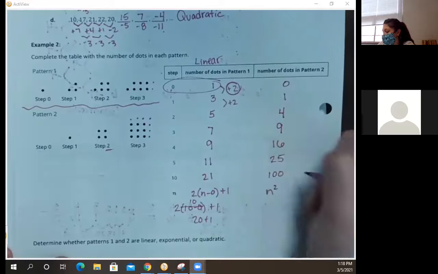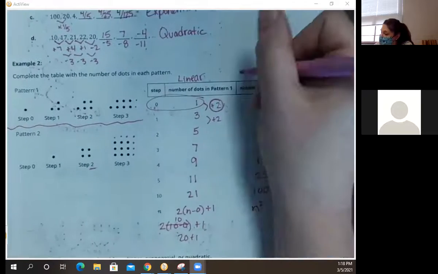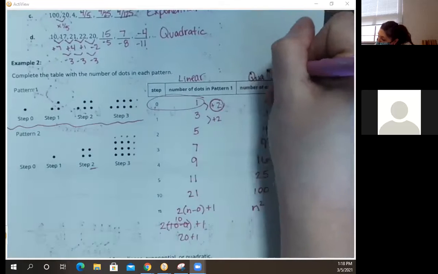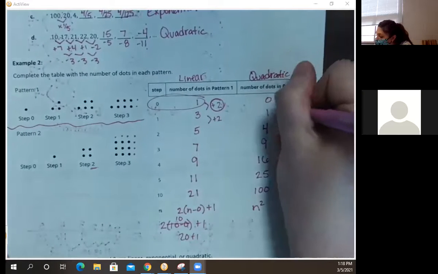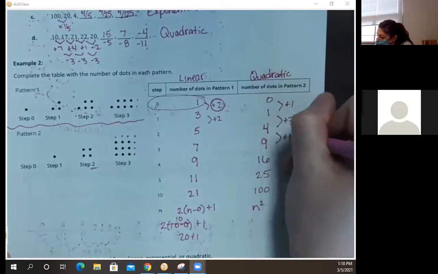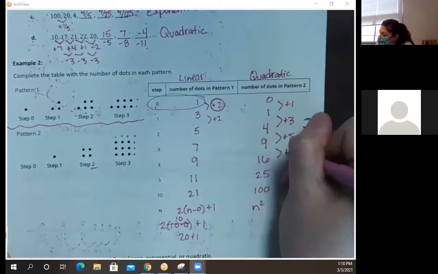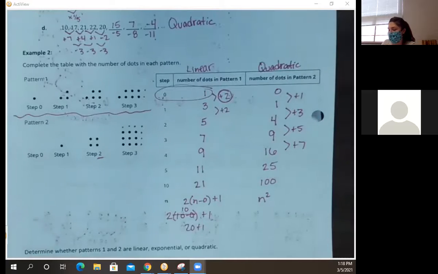100. So what type of pattern is this? This is quadratic. And if I looked at those y values, I add 1, then I add 3, then I add 5, then I add 7. These numbers aren't the same, but they're changing at a predictable pace. Questions for me so far?